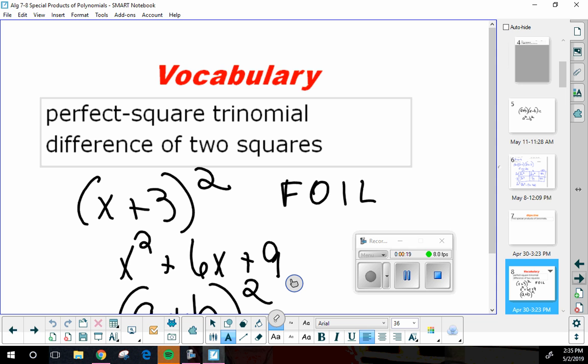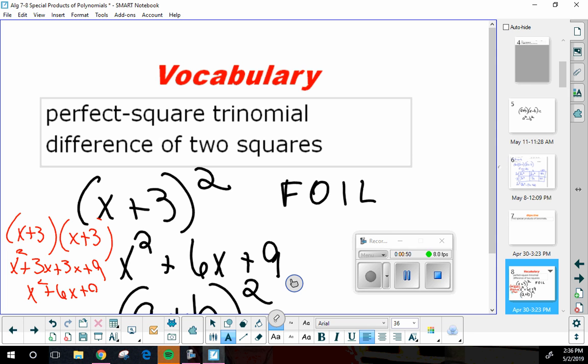So what we did yesterday was we understood FOIL. If we took something like x plus 3 squared, and we did front, outer, inner, last, we came up with an answer. Today we're going to say, all right, this is a perfect square. We're squaring something. How can we do it without having to write x plus 3 times x plus 3, and then do x squared plus 3x plus 3x plus 9, x squared plus 6x plus 9? Can we take a shortcut? That's what we're trying to figure out today.